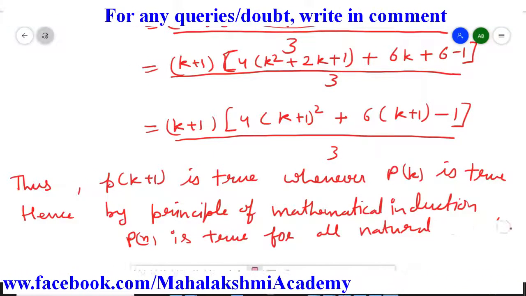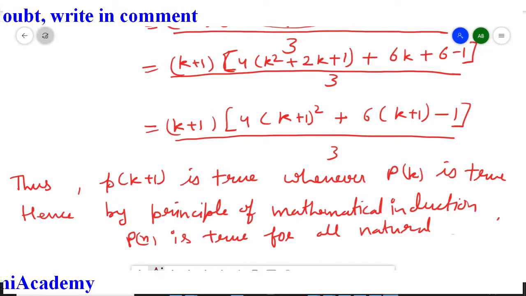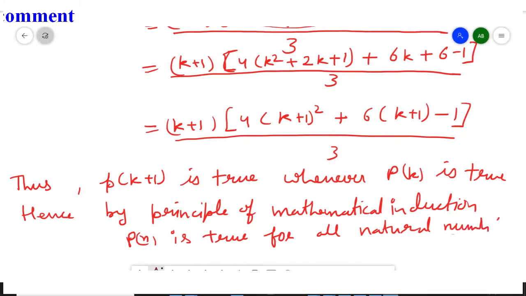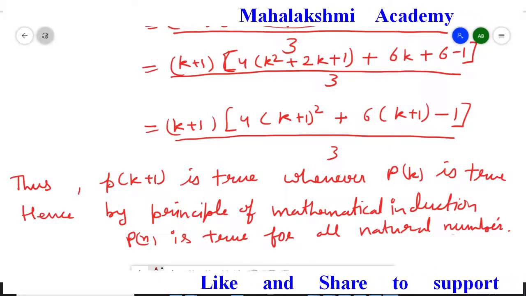So in this, students, your last P(k plus 1)'s right hand side is a little bit confusing. So just do it properly. You will get it. Further, if you have any problem, you can write in the comments so that I can clear your doubts. Thank you.